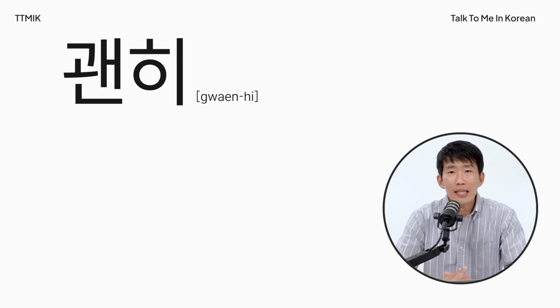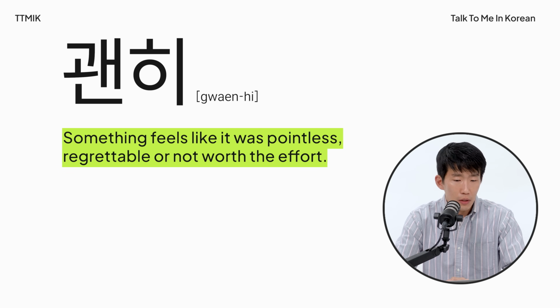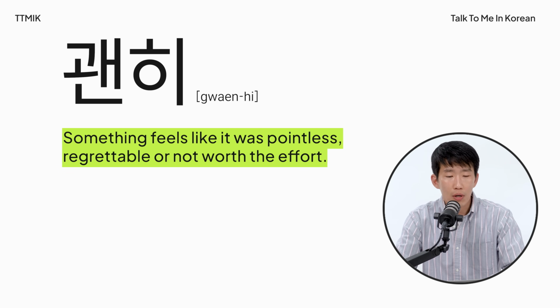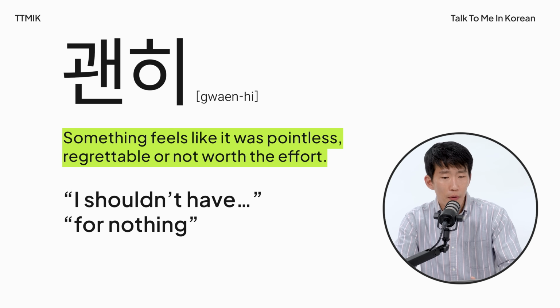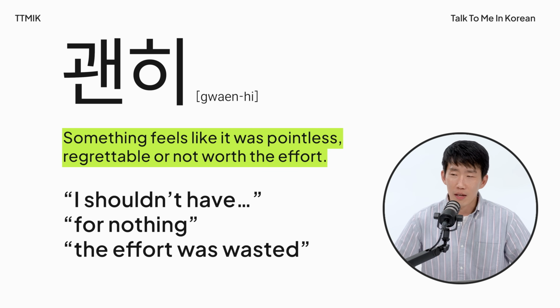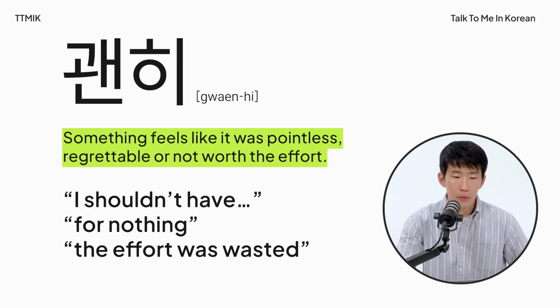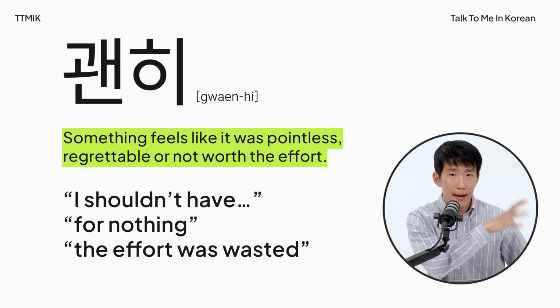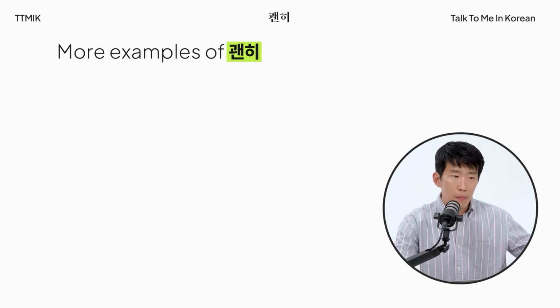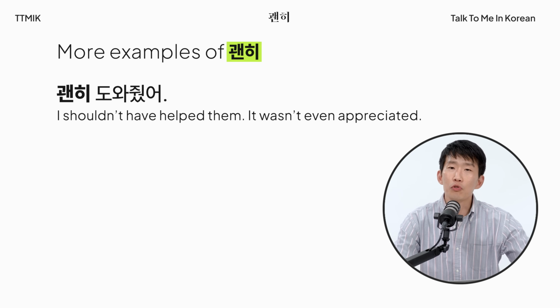Number 6 is 괜히. That's the spelling and you often pronounce it as gwaen-hi. Something feels like it was pointless, regrettable, or not worth the effort or the extra effort. So I shouldn't have, or we did this for nothing. The effort was completely wasted. So, I got my hopes up for no reason. 괜히 기대했어. 괜히. So you can say 괜히 usually about past actions. For example, you helped somebody and they're not thankful, they are complaining and some bad situations happened and you're like, I shouldn't have helped them. It wasn't even appreciated. It wasn't even useful. It didn't even mean anything.